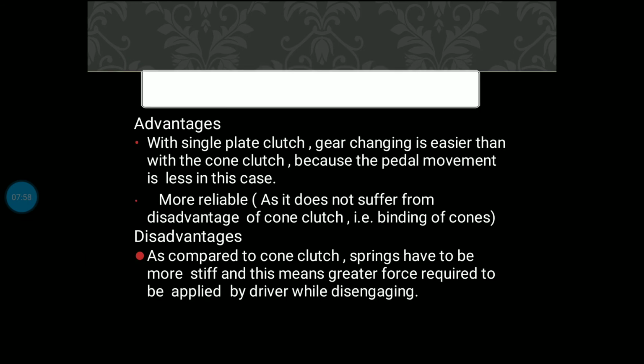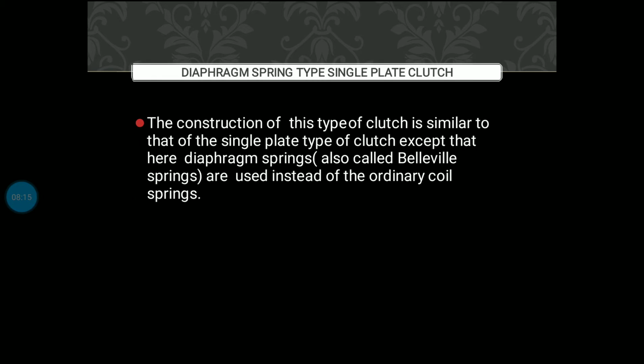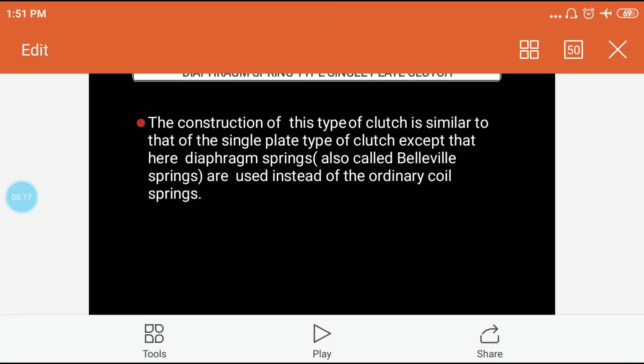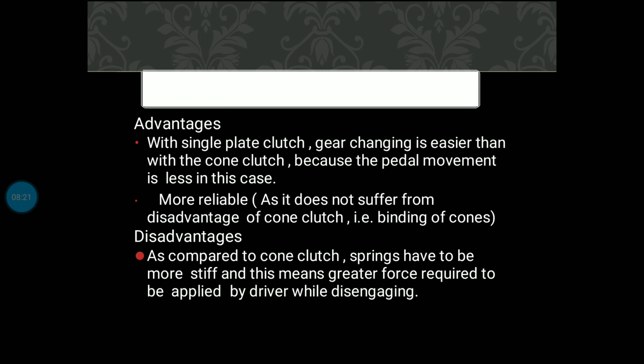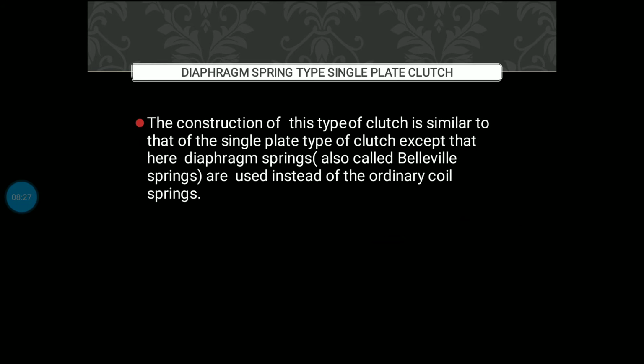So these are the advantages and disadvantages of the single plate clutch. With single plate clutch, gear changing is easier than with cone clutch because the pedal movement is less in this case. As compared to cone clutch, springs have to be more stiff, and this means greater force is required to be applied by the driver while disengaging.